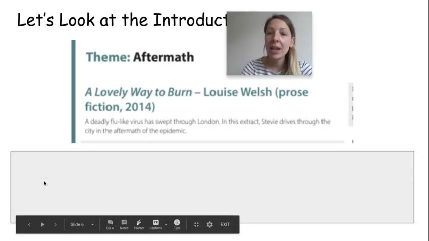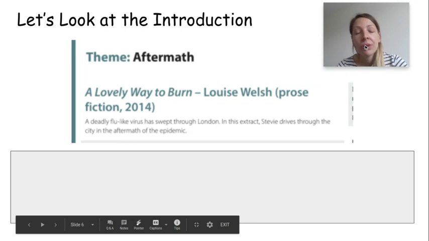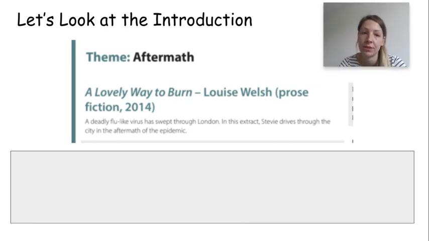Okay, so let's start by looking at the text. You guys should have a copy of this text on the Google Doc that your teacher has assigned to you. It's grouped into a theme. The theme is aftermath. It's called A Lovely Way to Burn by Louise Welsh, and it was published in 2014. Here's the premise of the story. A deadly flu-like virus has swept through London. In this extract, Stevie drives through the city in the aftermath of the epidemic.